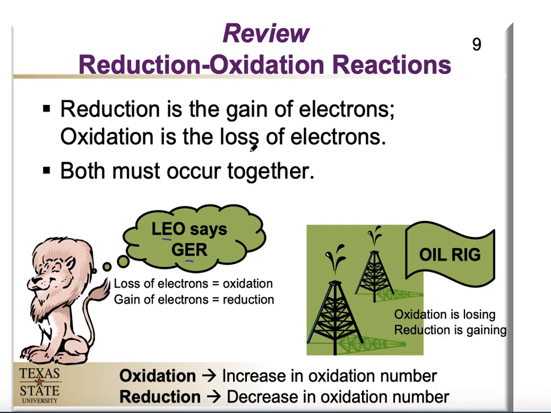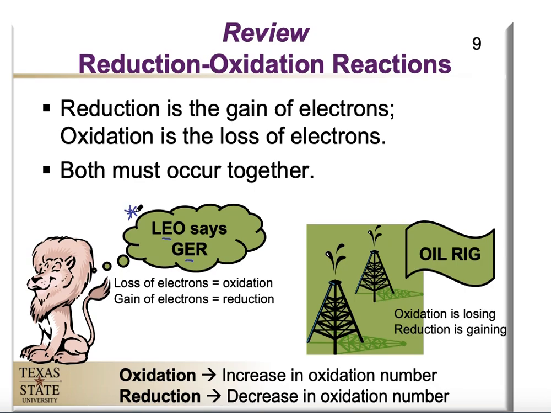Now, another way to remember oxidation and reduction is that oxidation is going to be an increase in the oxidation number, while reduction is going to be a decrease in the oxidation number. And the reason I like this one as well is because it reminds you that reduction is going to decrease the oxidation number. But for the most part, I recommend this one. It's kind of easy to remember that the lion says GER, or Leo says GER.